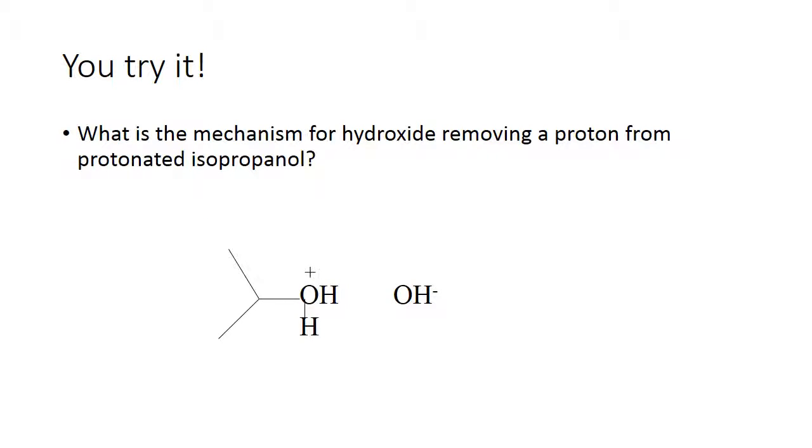Go ahead and try to figure out what is the mechanism for hydroxide removing a proton from the protonated isopropanol right here.